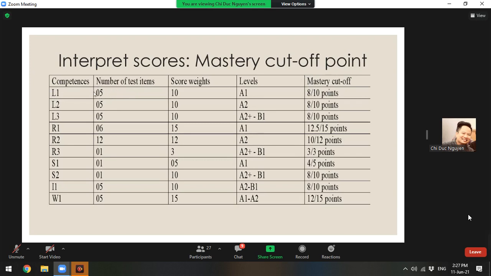Okay, so if my student achieves, for example, 8 points out of 10, I say that the student has already mastered A1 level for this competence. So that is the evidence. Okay, and here from this kind of mastery cut-off point in the test specification, that is going to be the key thing that we need to look back at in order to give the feedback, feed forward and feed now for the student.